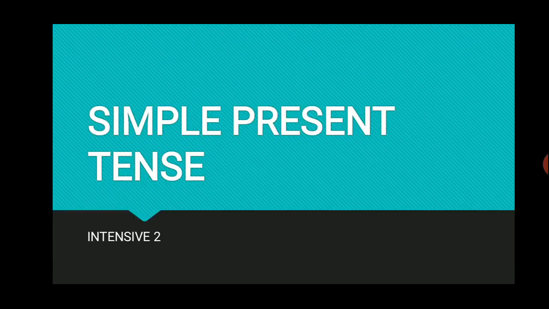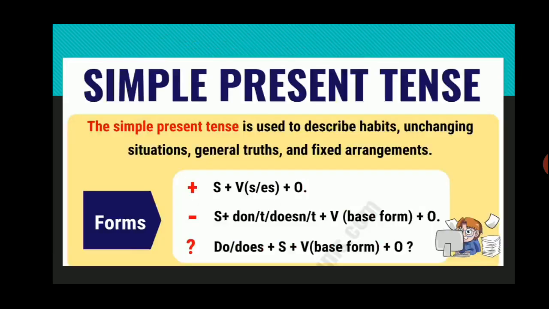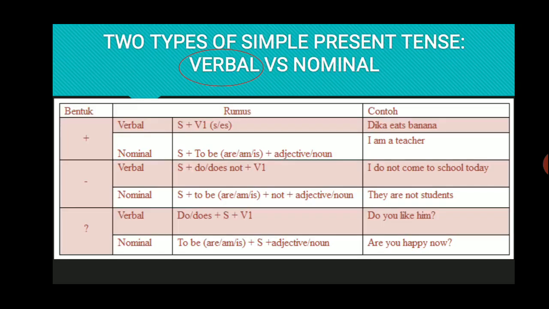In short, simple present tense is used to explain daily habits and the truth. That's the brief explanation. Before we go on to the formula and concept, let's take a look at the two types of simple present tense. The first is verbal and the second is nominal. Do you know the differences? Simple present tense verbal means that we use a verb in the sentence, and simple present tense nominal doesn't use a verb. Tipe 2 tidak menggunakan verb.